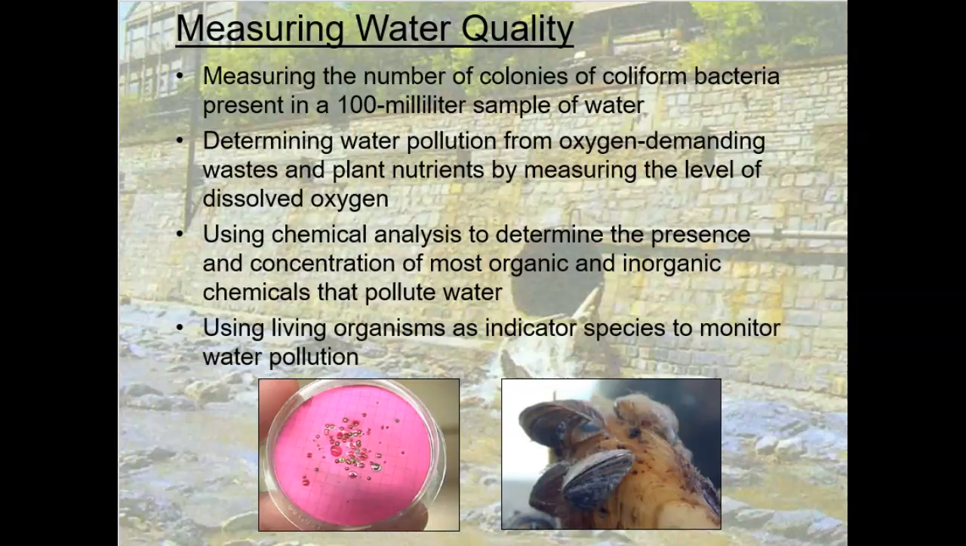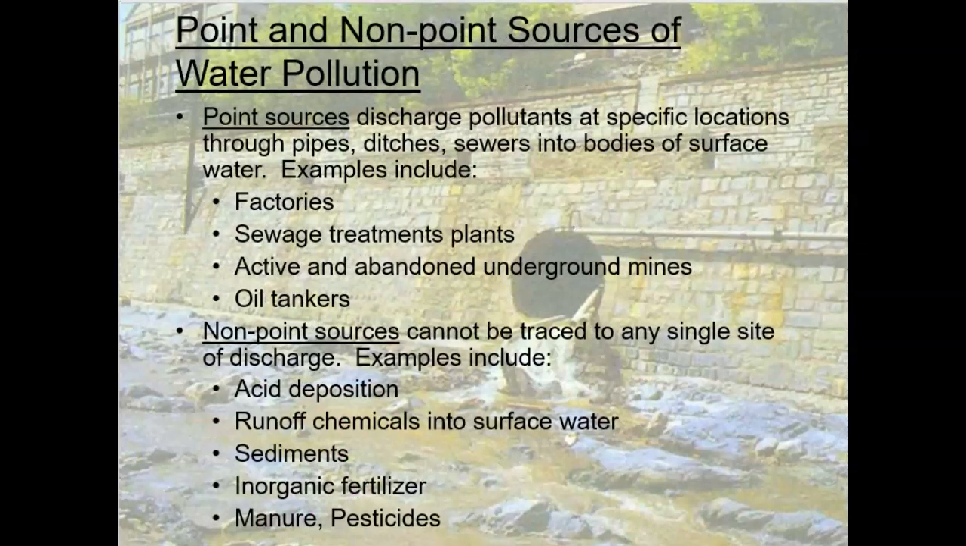And then there's chemical analysis that's also done to determine presence and concentration of organic and inorganic chemicals. And then they use living organisms as an indicator species to monitor pollution. So they'll actually put a fish in some water and see if it survives, and they have a test for that, the LD50. If 50% lives, then it means one thing. If it doesn't, it means something else.